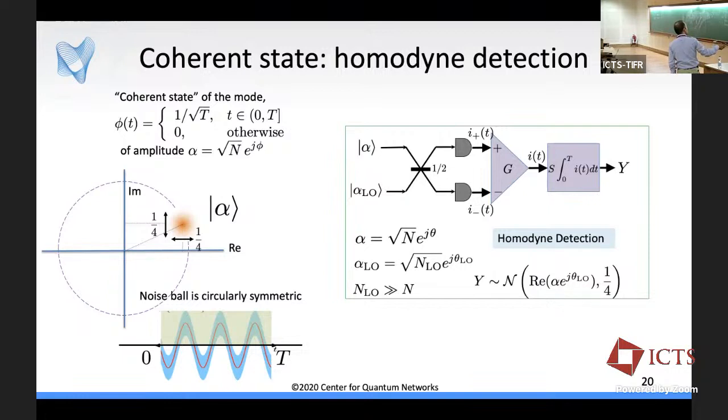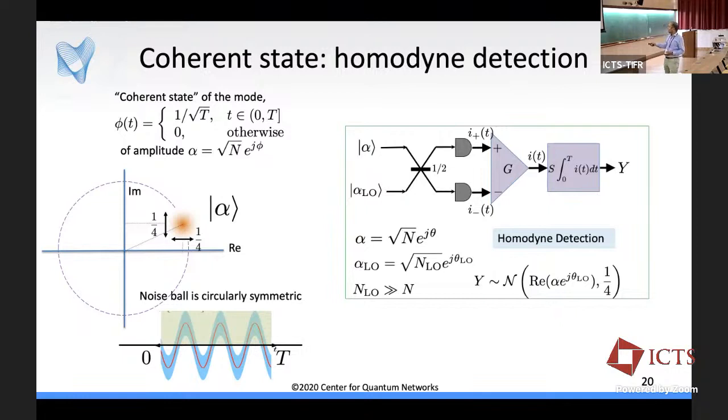Meaning if I choose this theta LO such that I can measure the real part of alpha, I can measure the imaginary part of alpha, I can measure any quadrature in between real and imaginary. But the price I pay is that no matter what I'm trying to measure, I will always have this 1/4 the variance. And this variance, sometimes in the classical world, people will call that shot noise of the local oscillator. But in the quantum language, there is nothing but the quantum limited noise of a single quadrature operator.